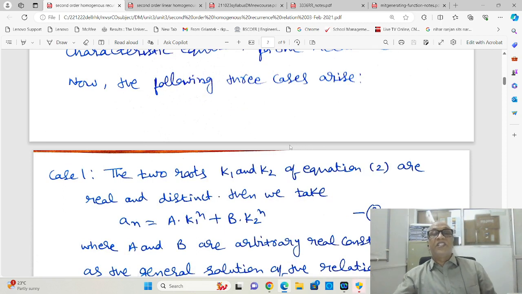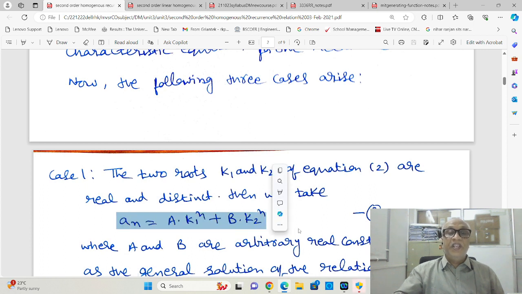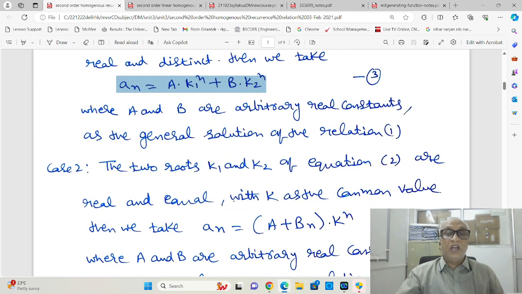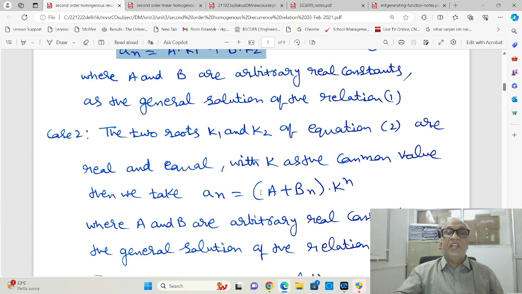Then there will be three cases we are taking. The roots k1, k2 are real and distinct. Then the solution is an equal to a k1 to the power of n plus b k2 to the power of n. The second case is the two roots are real and equal. Then in such a case, an equal to (a plus bn) k to the power of n.